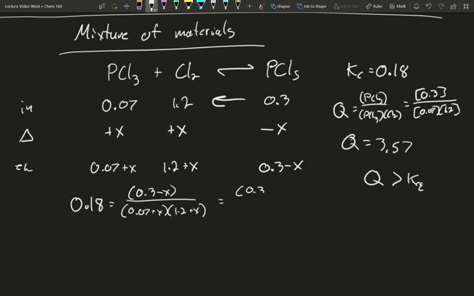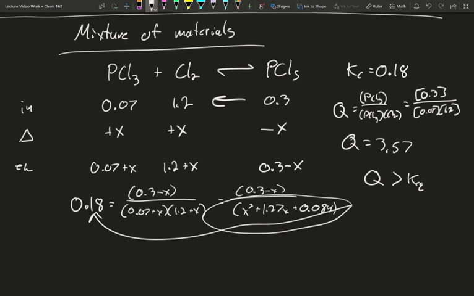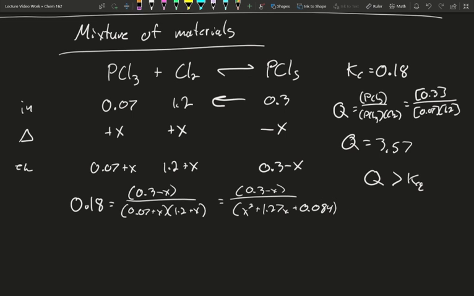This will give us 0.3 minus x still on top, and x squared plus 1.27x plus 0.084 on bottom. Multiply that whole part up times 0.18 to rearrange: 0.18x squared plus 0.2286x plus 0.01512 must equal 0.3 minus x. Now we're setting up the quadratic.